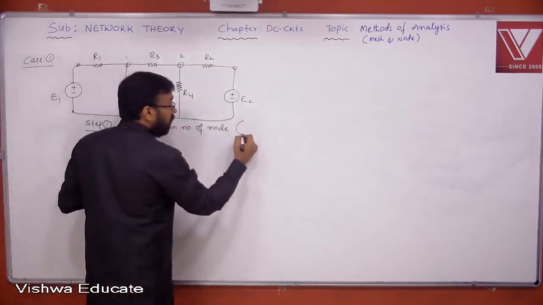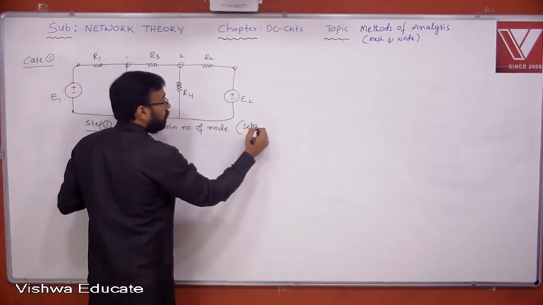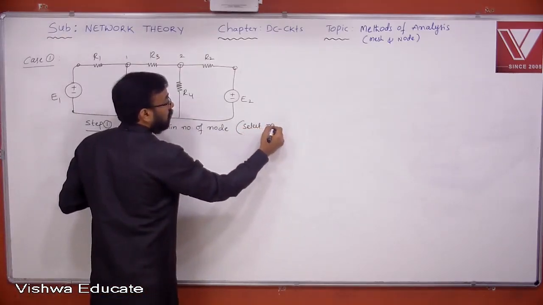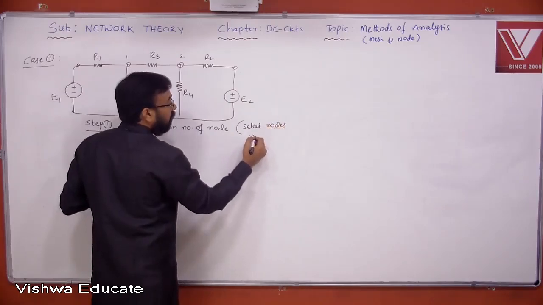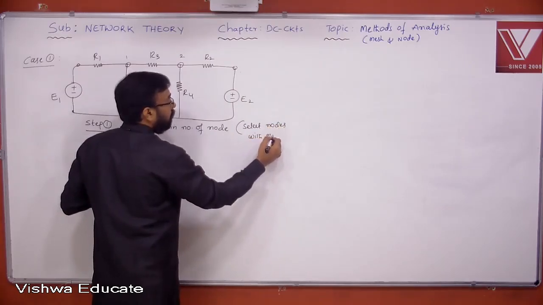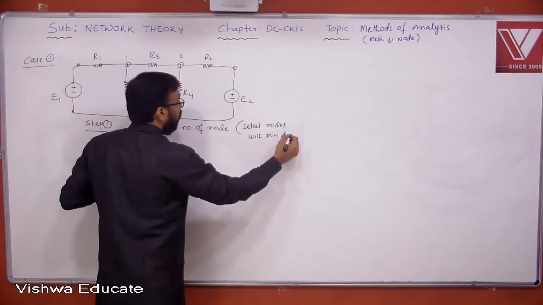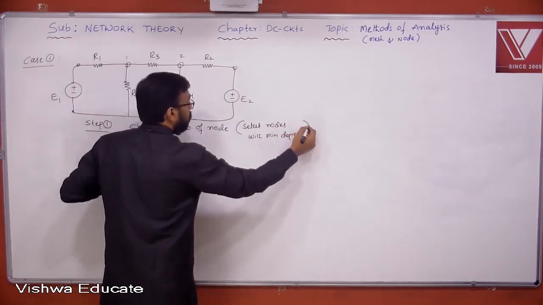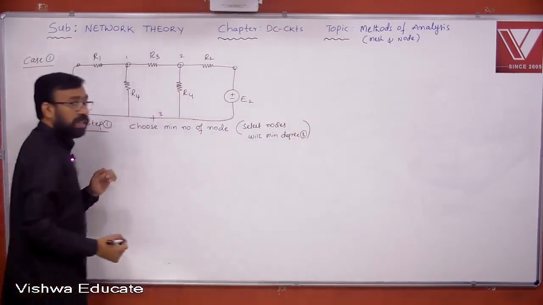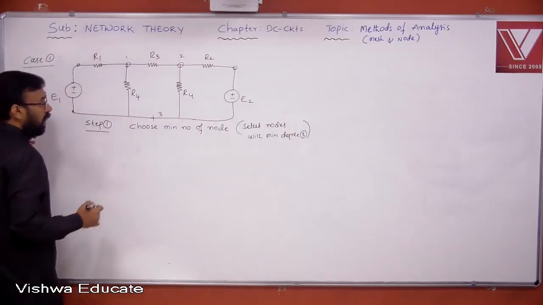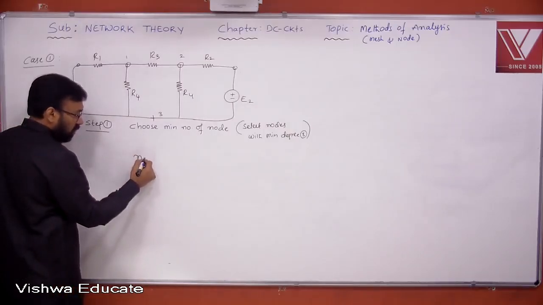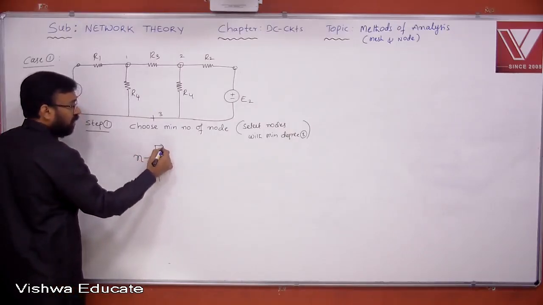Okay, I'm just writing here. Select nodes with minimum degree 3. Understand? Now, if there are n number of nodes, what is n actually?